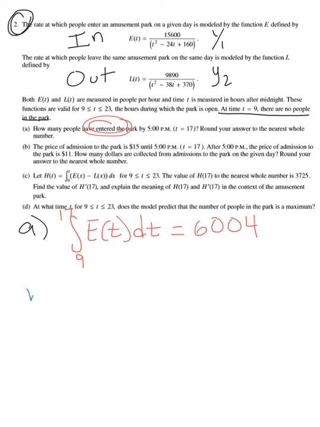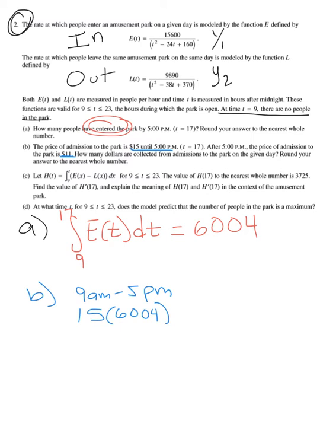All right, B. The price of admission is $15 until 5 p.m. After 5 p.m., the price of admission to the park is $11. This must be an old problem because that's super cheap. How many dollars are collected from admissions to the park on the given day? So from 9 a.m. to 5 p.m., we've got $15 times the total number of people that enter the park.